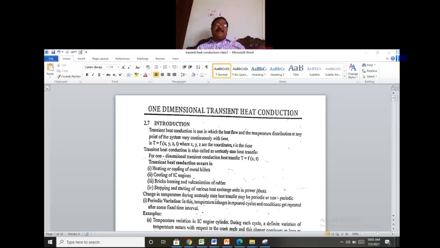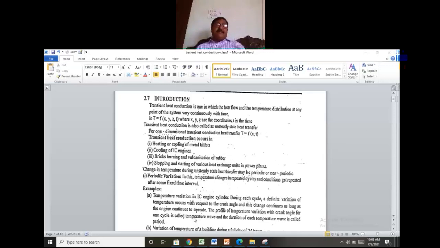Change in temperature during the unsteady state heat transfer may be periodic or non-periodic. Periodic variation means the temperature changes are repeated in cycles. Conditions get repeated after some fixed time intervals. An example of this temperature variation is in an IC engine cylinder. During each cycle, a definite variation of the temperature occurs with respect to the crank angle. This change continues as long as the engine continues to operate. The profile of temperature variation with the crank angle for one cycle is called the temperature wave, and the duration of each temperature wave is called the period.